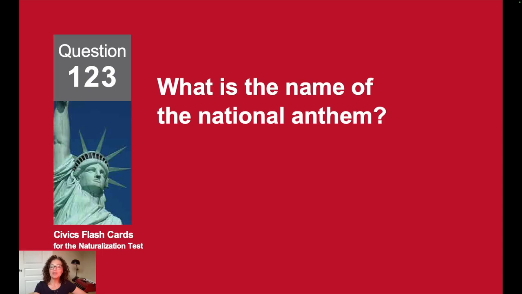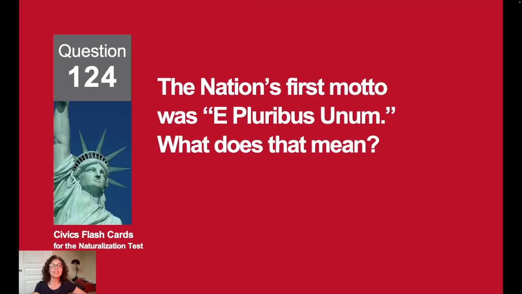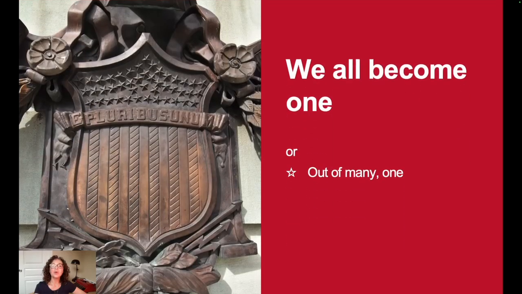What is the name of the national anthem? The Star-Spangled Banner. The nation's first motto was E pluribus unum. What does that mean? We all become one.